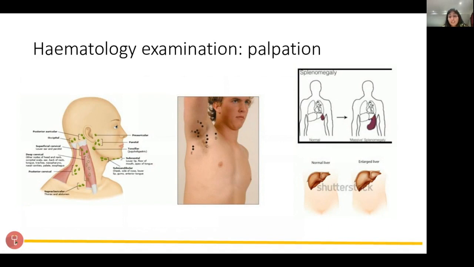And then sometimes you can get hepatomegaly as well, less common, but we do see it in patients. That would just be an enlargement under your right ribs.